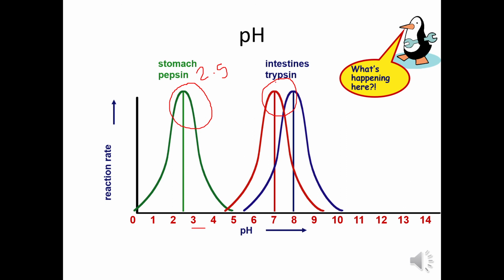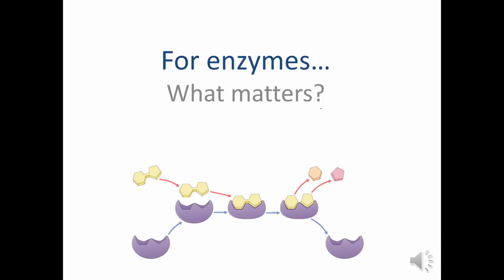And then there's trypsin, which is inside of your intestines. What is the optimum pH for trypsin? It looks like it's about 8. For enzymes, what matters the most is shape. Shape is what matters for the enzyme to do its job. Think of this as a lock and a key or a puzzle.